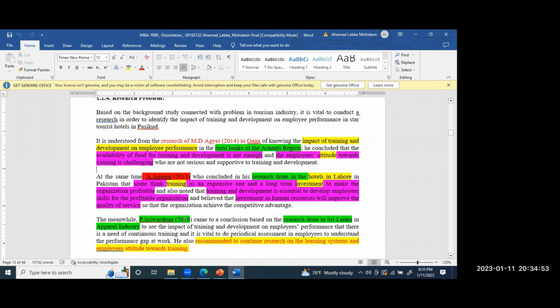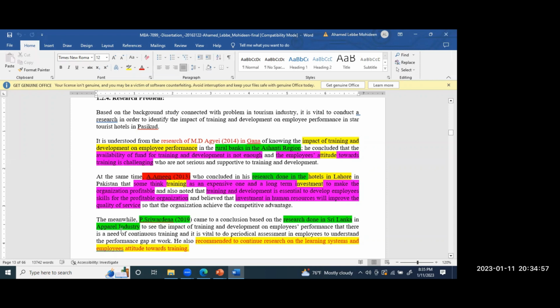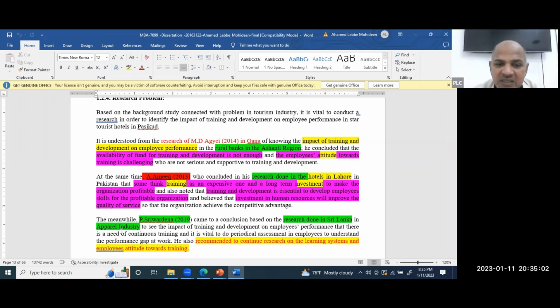And again, Srivardhana 2019, he did a research in Sri Lanka in the apparel industry, meaning textile factories. He recommended continuing the learning system for employees' attitudes towards the training. So he said there are some attitude problems, and because of that, the training is a problem.